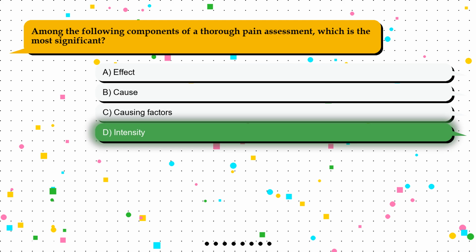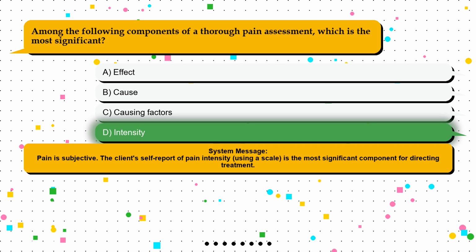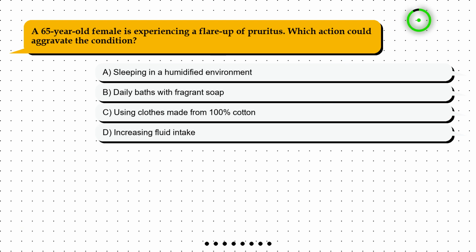The correct answer is option D. Intensity. Pain is subjective. The client's self-report of pain intensity, using a scale, is the most significant component for directing treatment.